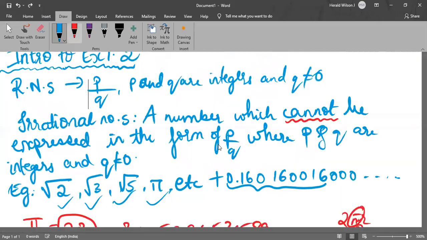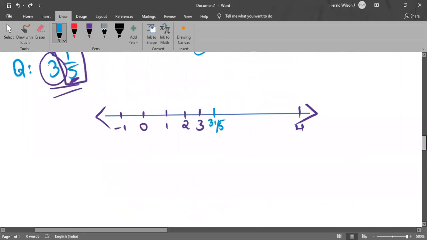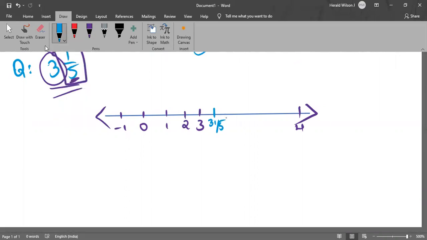Okay, I think I have to reduce the thickness of the pen because we have to write so many numbers there. Just a second. Okay, I can't further reduce it. Okay, let me try extending the line. That would be better.